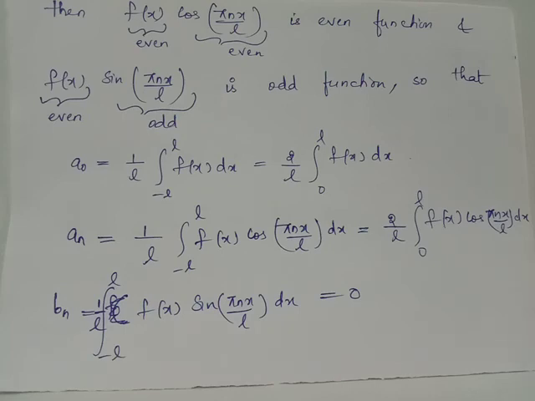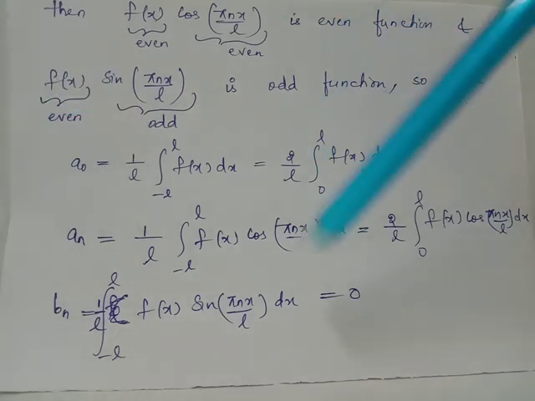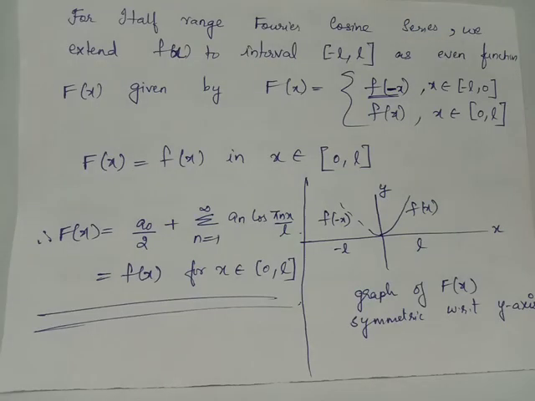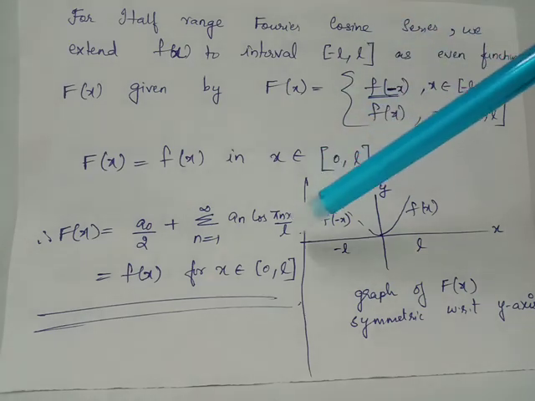Since we have f of x is an even function and sine function is odd, the product of even and odd function will be an odd function, and hence this integral will become 0. Since Bn equals 0 for all n, we have Fourier series expansion for f of x involving only cosine terms given by this expression.